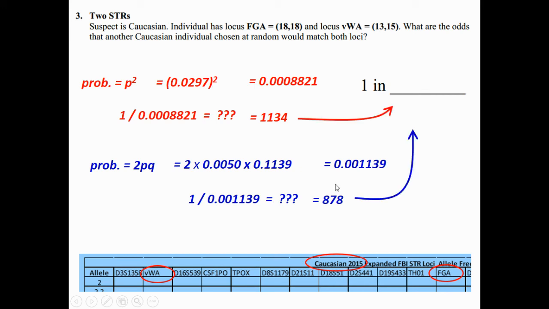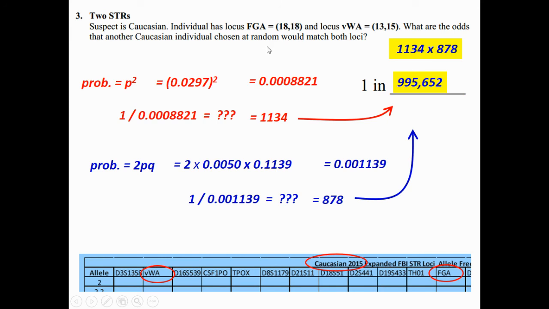We're almost done. What we do is we take those 2 numbers, multiply them together, and it will be a 1 in 995,652 chance that another Caucasian individual chosen at random would match both loci with this particular individual.